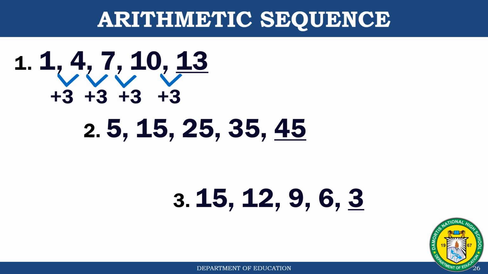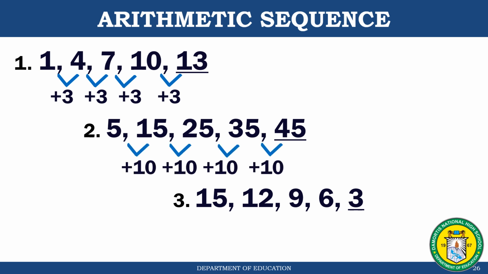We have the same differences. What about number 2? So we start with 45 minus 35. What will be the answer? Yes, it's 10. And 35 minus 25? Correct. It's still 10. And 25 minus 15 will give us 10. And 15 minus 5 will give you 10. So what's the common difference? It's still 10.